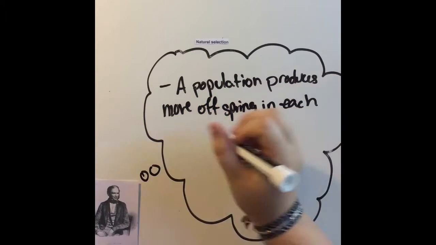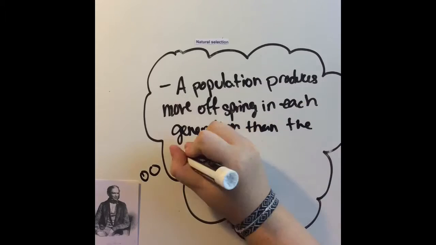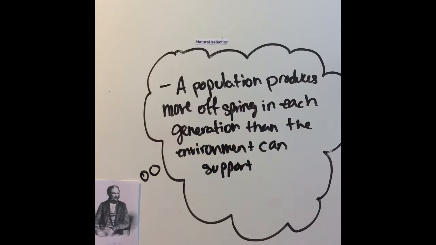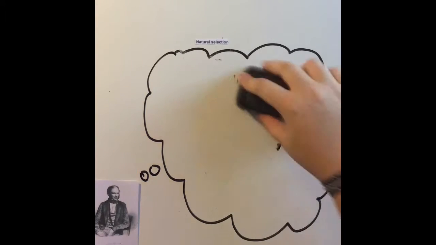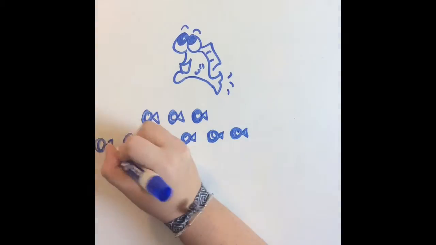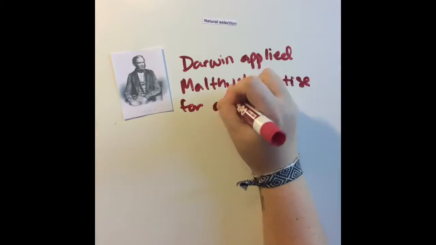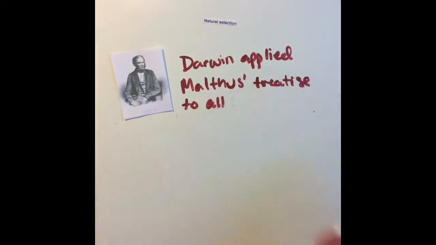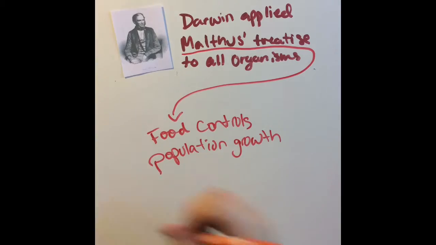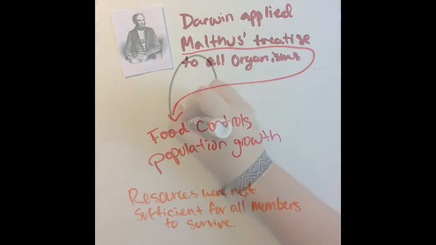Also, a population produces more offspring in each generation than the environment can support. In any given environment, there is a limited amount of food, water, physical space, and other resources for which individuals must compete. A socioeconomist named Thomas Malthus proposed that death and famine were inevitable because the human population tends to increase faster than the supply of food.